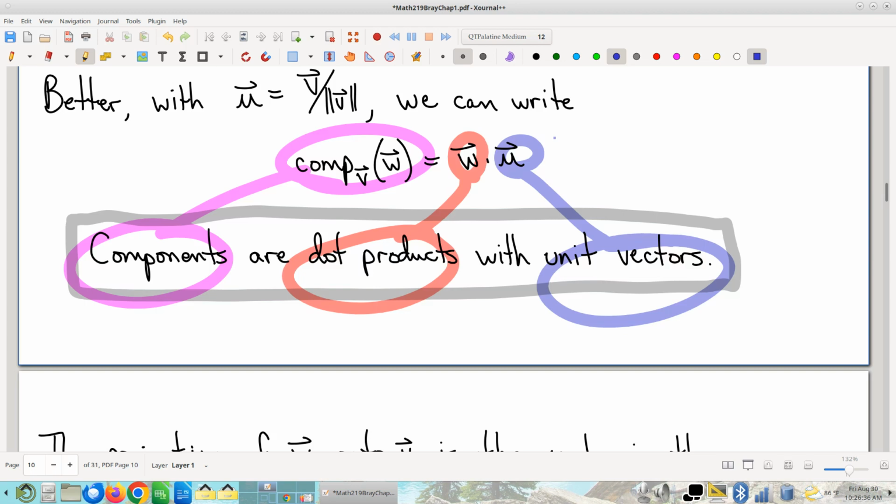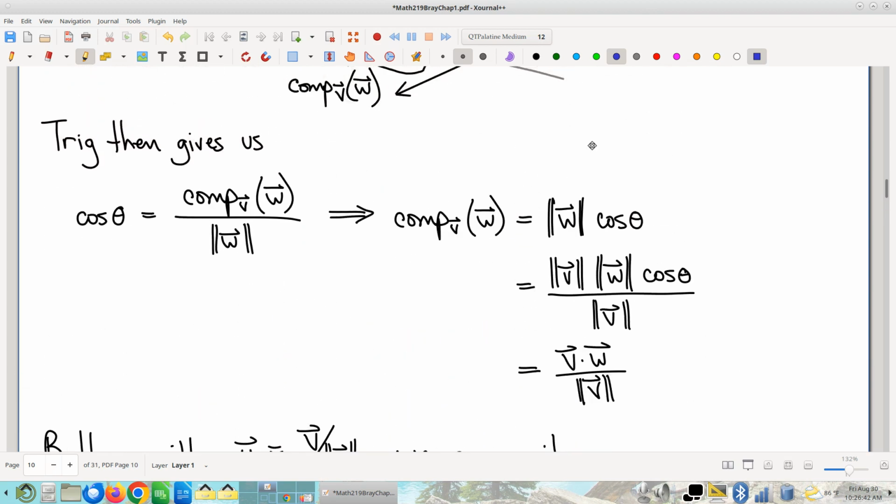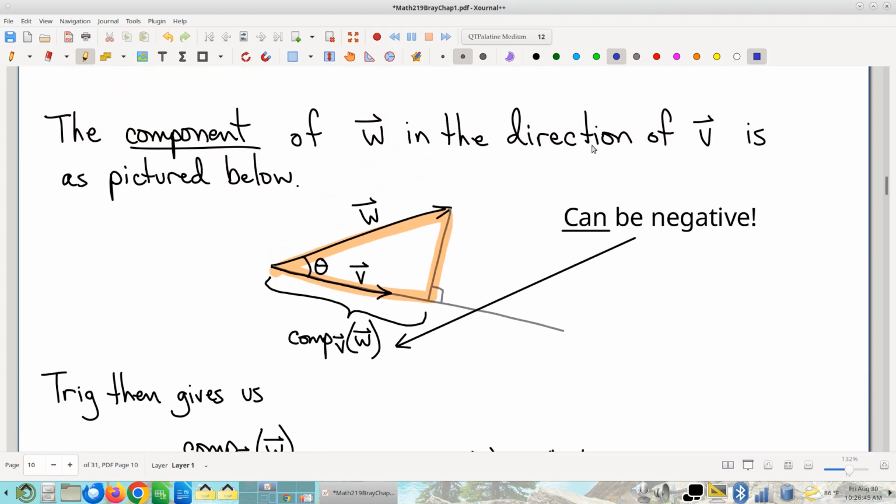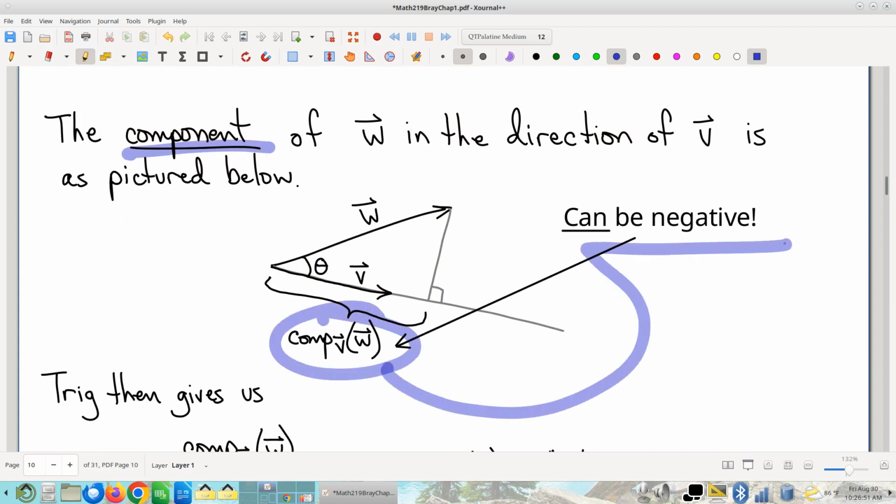How we doing? All right, related idea. Now let me go back up here before I move along. Reminder, the component, right, is a coordinate kind of thing. It's a scalar in particular. It can be negative, it can be positive, right? But it's a scalar. It's not a vector. It's a yardage gained or lost, if you like the football metaphor.